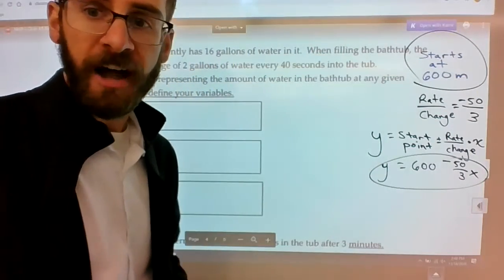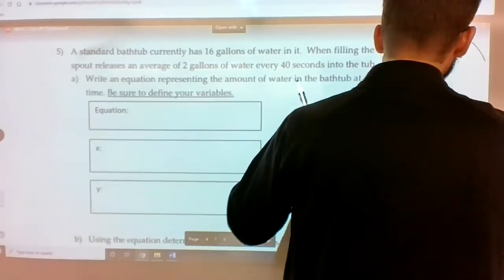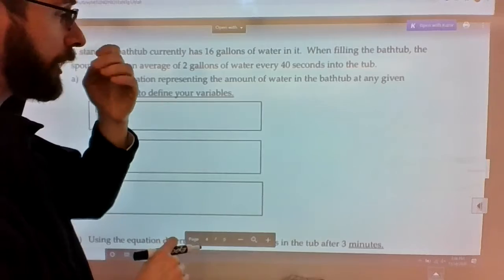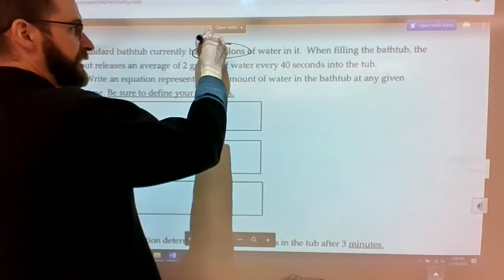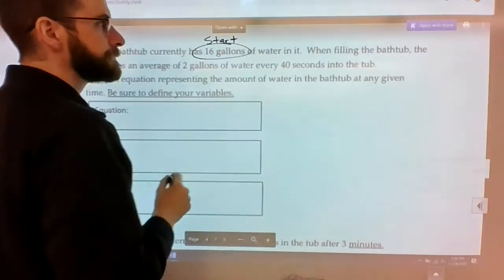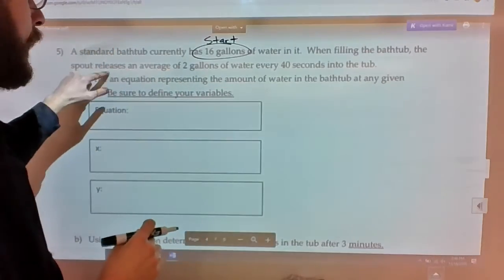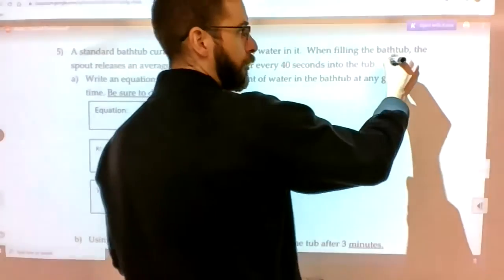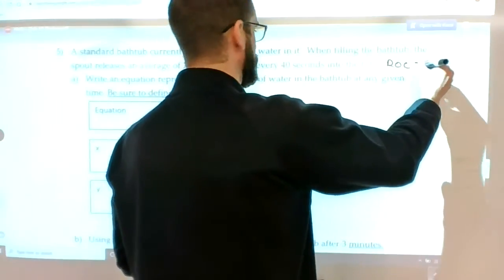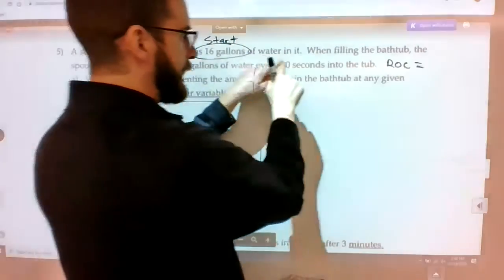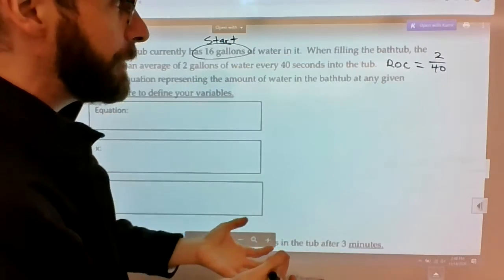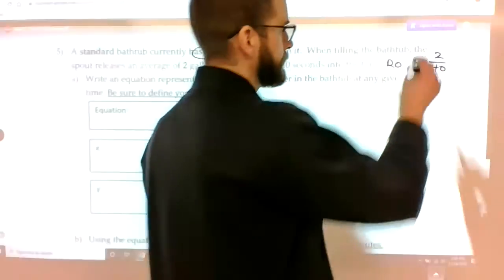So let's check out what number 5 looks like. A standard bathtub currently has 16 gallons of water in it. Looks like there's our starting point. When filling the bathtub, the spout releases an average of 2 gallons every 40 seconds into the tub. So our rate of change is equal to 2 gallons divided by 40 seconds, gallons per second, okay? And since the spout is releasing water into the tub, it's filling the tub up, so it's going to be plus.